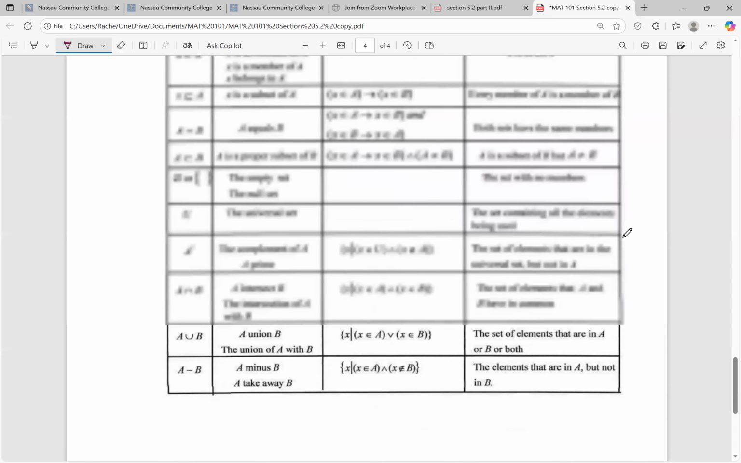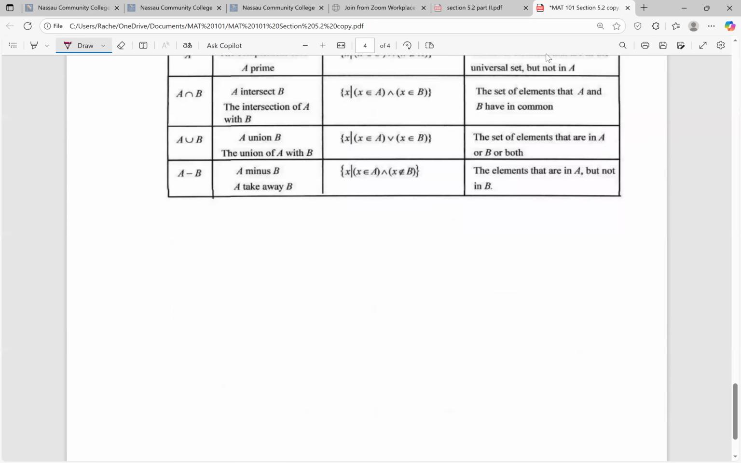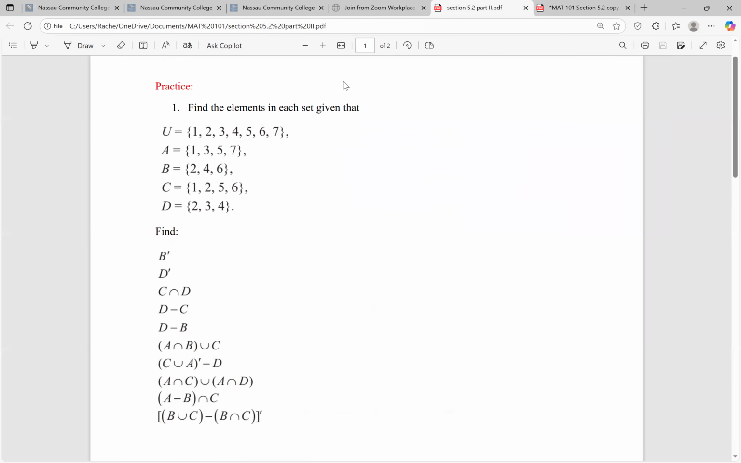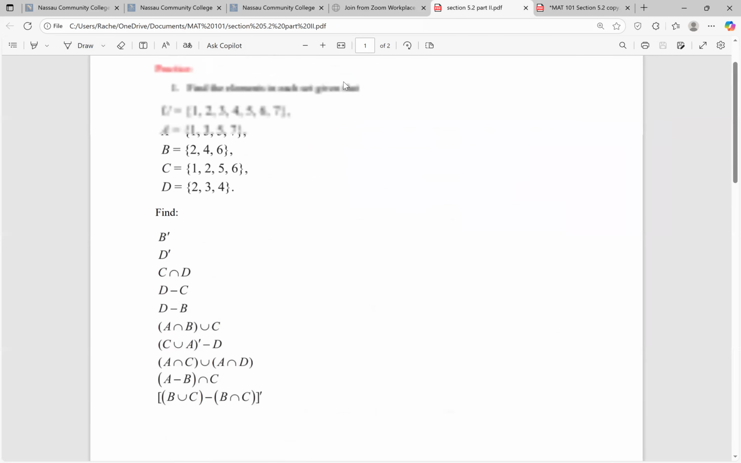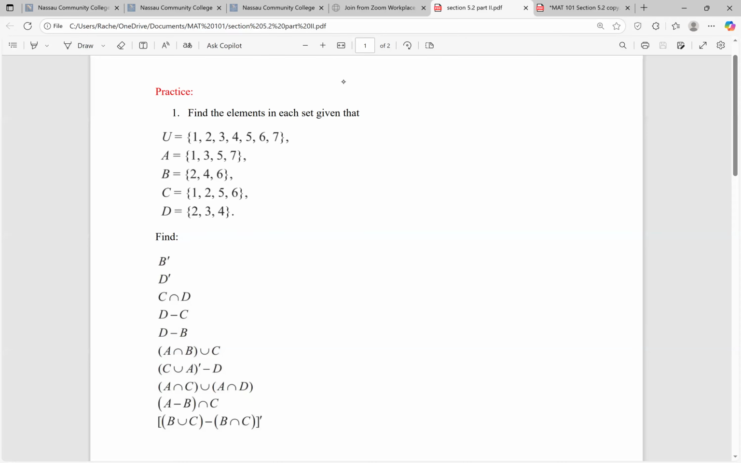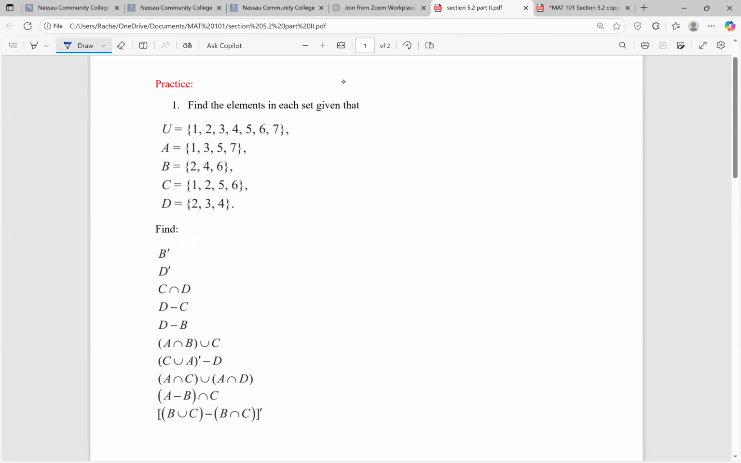So now what I want to do is let's practice. Let's answer some questions, just to make sure we have the hang of this. For the first one, let's find the elements in each set, given the following sets. We're starting with the universe, which is 1, 2, 3, 4, 5, 6, 7, and then we have sets A, B, C, and D. So let's find the following.